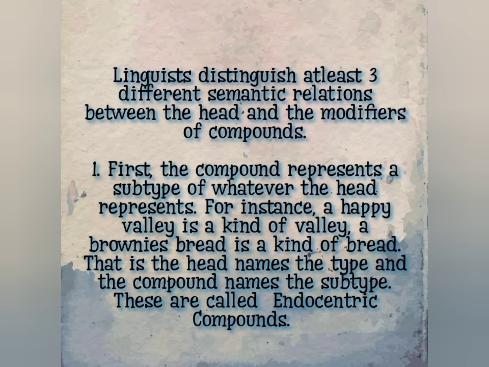Linguists distinguish at least three different semantic relations between the head and the modifiers of compounds. The first: the compound represents a subtype of whatever the head represents. For instance, a happy valley is a kind of valley. A brownish bread is a kind of bread. That is, the head names the type and the compound names the subtype. These are called endocentric compounds.